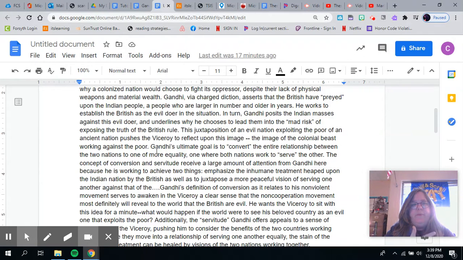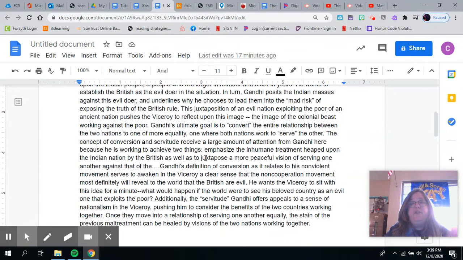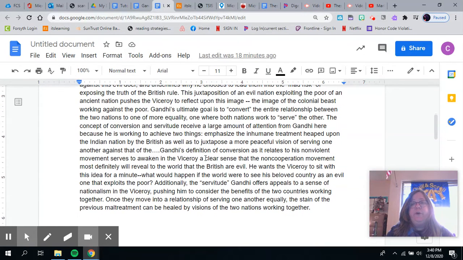Let's see, "he works to establish the British as the evildoer in the situation. In turn, Gandhi posits the Indian masses against this evildoer and underlines why he chooses to lead them into the mad risk of exposing the truth of the British rule. This juxtaposition of an evil nation exploiting the poor of an ancient nation pushes the viceroy to reflect upon this image, the image of the colonial beast working against the poor. Gandhi's ultimate goal is to convert the entire relationship between the two nations to one of more equality, one where both nations work to serve the other."